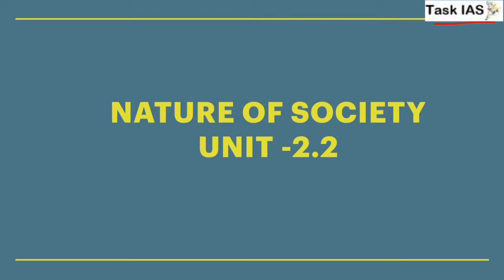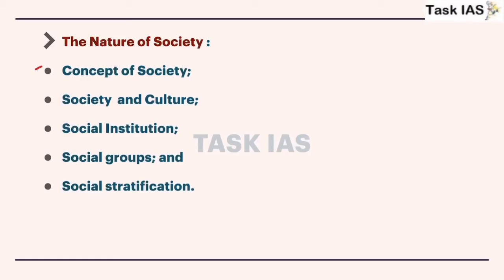We will continue sociocultural anthropology. In last class we discussed the nature of culture, and today we will discuss the nature of society. This is 2.2. These are the subtopics that we will cover: concept of society, society and culture, their relationship, social institutions, social groups, social stratification.